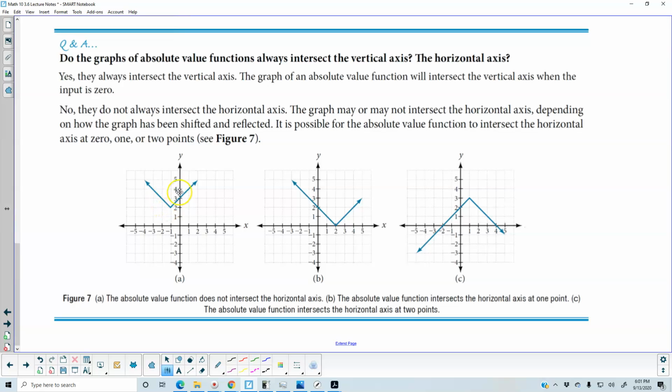So you can see here, it doesn't intersect the x-axis, only the y-axis. Over here, it intersects the x-axis at 1 point and the y-axis. And then here, it intersects the x-axis twice, where it crosses the y-axis once.